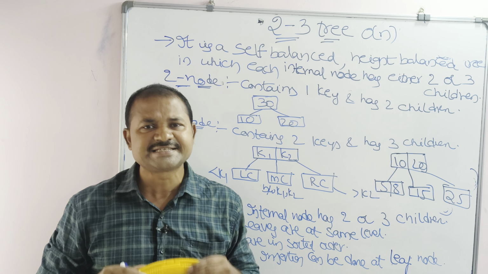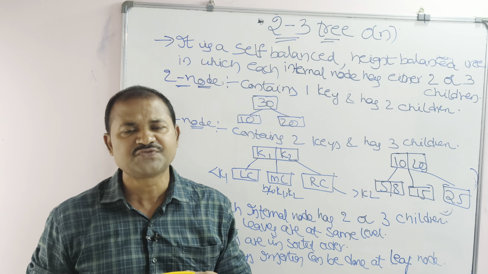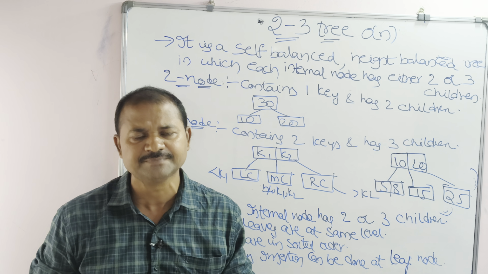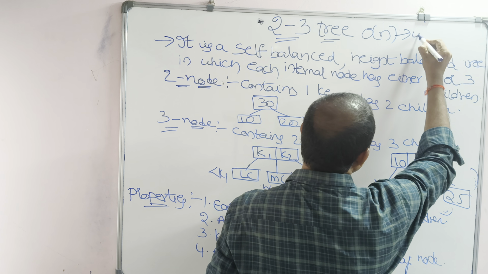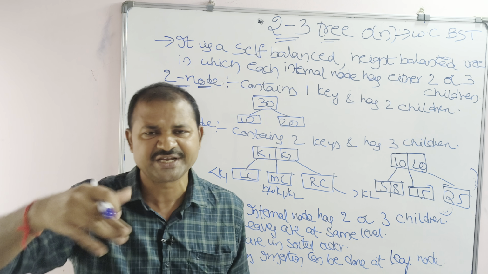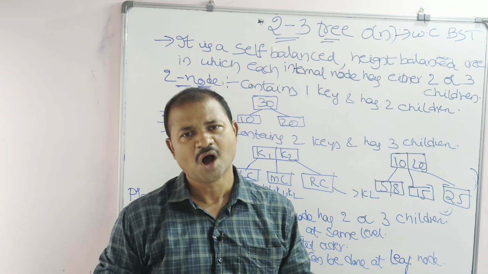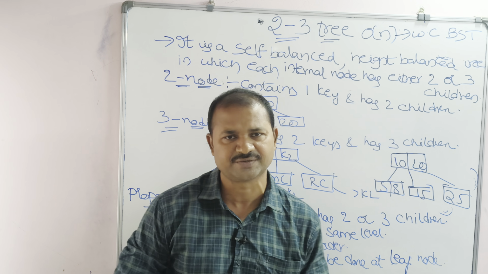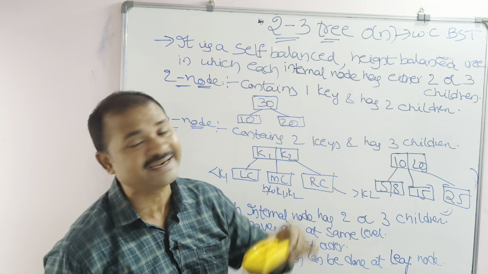Now let us discuss the 2-3 tree. It is mainly useful to overcome the drawback of the binary search tree, its worst case time complexity. The worst case time complexity of a binary search tree for all the operations, be it insert, delete or search, is O(n). O(n) means it will take more time to perform that operation. So to overcome that disadvantage, we are using the 2-3 tree.